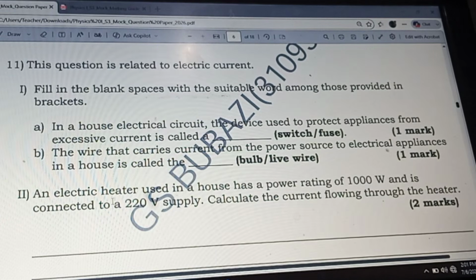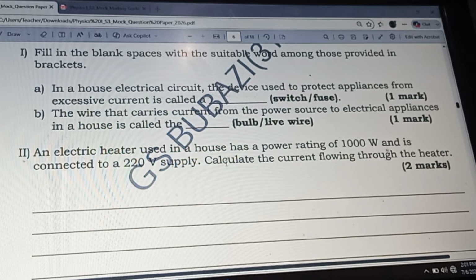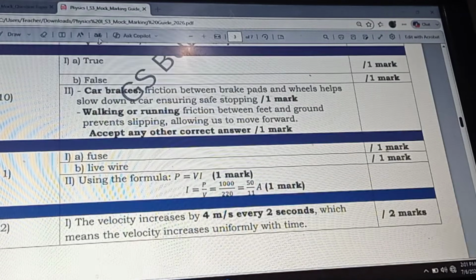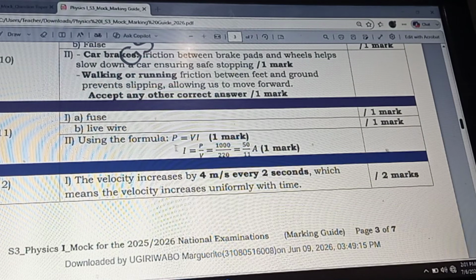I2. An electric heater used in a house has a power rating of 1000 watt and is connected to a 220 volt supply. Calculate the current flowing through the heater. We have power and we have voltage. The formula we have, power is equal to the voltage times current. This means that the current is equal to the power over voltage, and then replace its value.